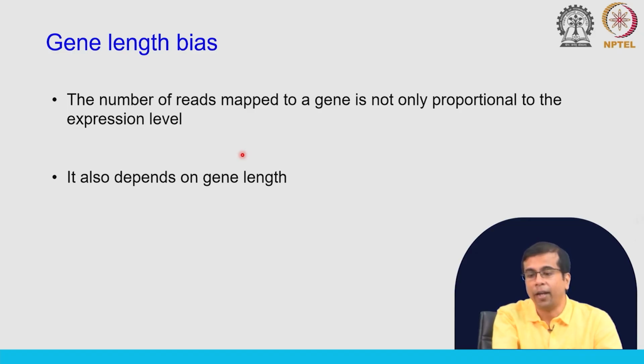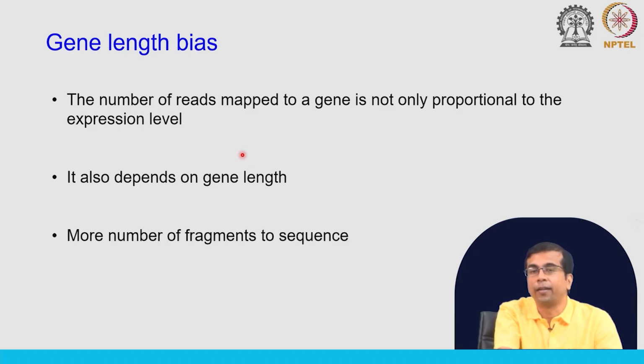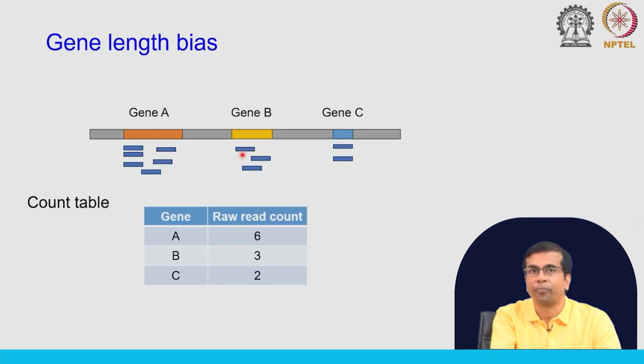And as we have discussed, you can imagine, if you have a longer transcript, you have more fragments generated which can be sequenced in the library. So, these fragments will be overrepresented in the library and they will appear as more highly expressed, even though they are not. If you compare a long gene and a short gene expressed at the same level, even then you will see the longer gene will show a higher number of reads mapped to it, because it simply has more fragments generated from it.